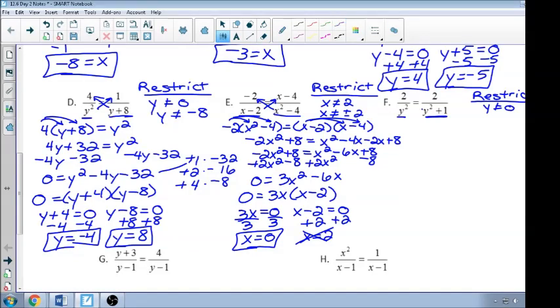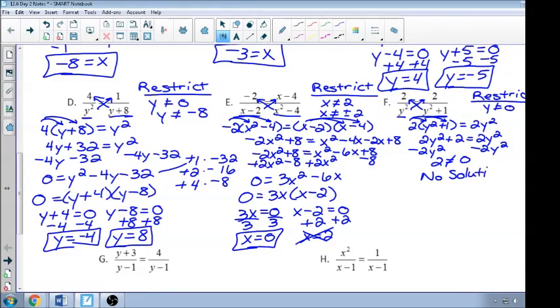Once I have my restriction, I can cross multiply. So it's 2 times y squared plus 1 equals 2y squared. Distribute the 2. So 2y squared plus 2 equals 2y squared. I want to get the variables on one side, so I'm going to go ahead and subtract this 2y squared from both sides. So 2 equals 0, which is not true, meaning I have no solution.